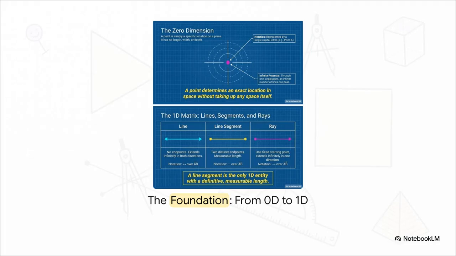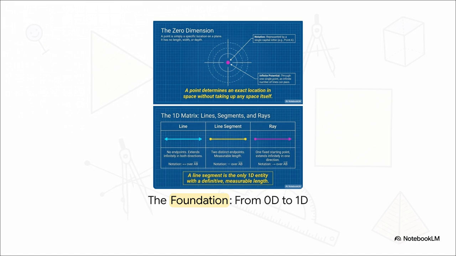So let's start at the absolute beginning. Imagine a totally blank space. Now, if you take a perfectly sharp pencil and just tap it once onto a piece of paper, that exact location is a 0-dimensional point. It has literally no size, no width, no depth, just a specific location. Now, imagine taking that single point and stretching it out endlessly in opposite directions. Suddenly it becomes a 1-dimensional line with absolutely no beginning and no end.